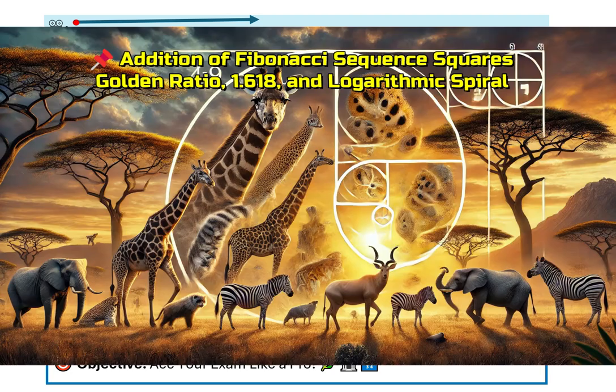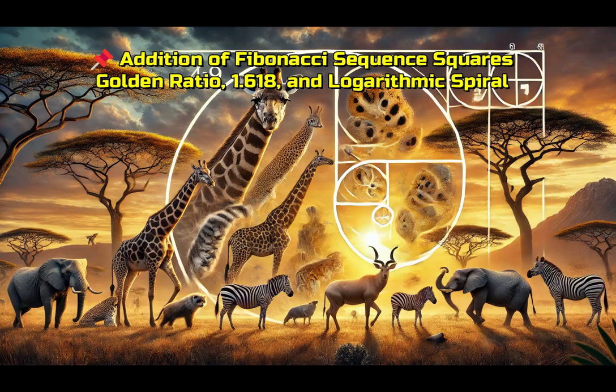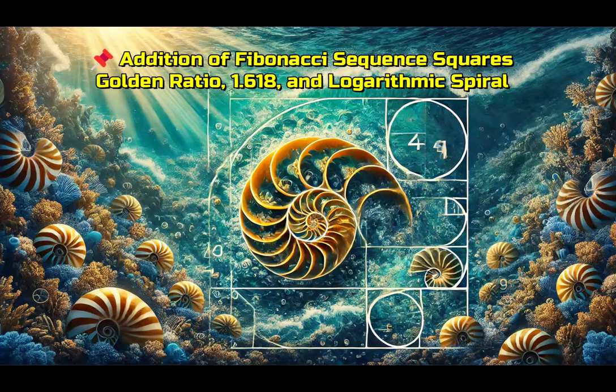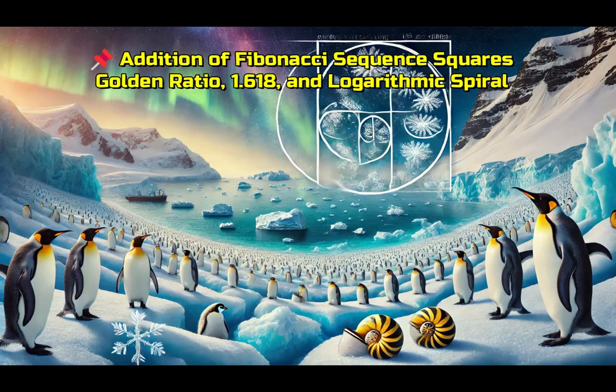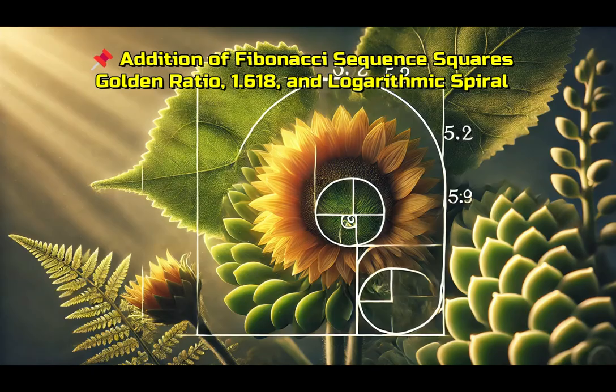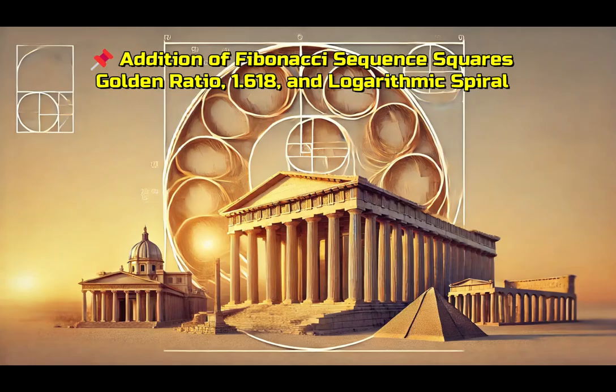As we continue adding squares, the ratio of length to width gets closer and closer to 1.618, known as the golden ratio, phi. This ratio appears in art, architecture, nature, and even in the human body. Now that we have built the rectangle, let's bring it to life by drawing the famous logarithmic spirals.